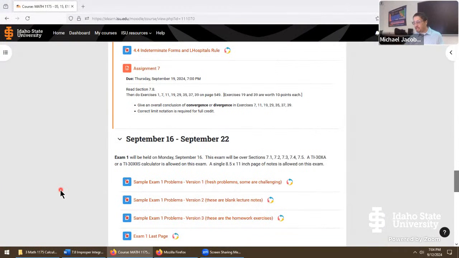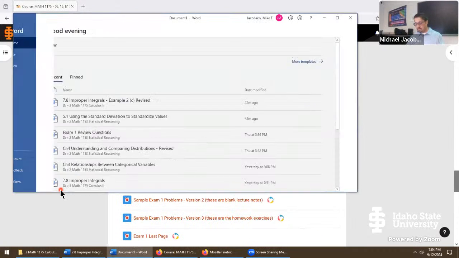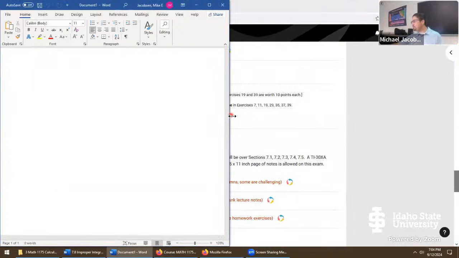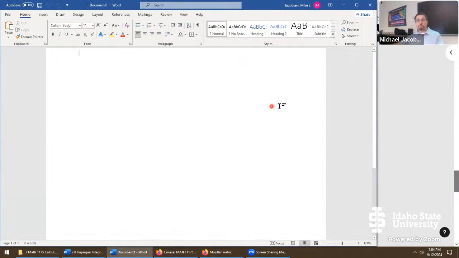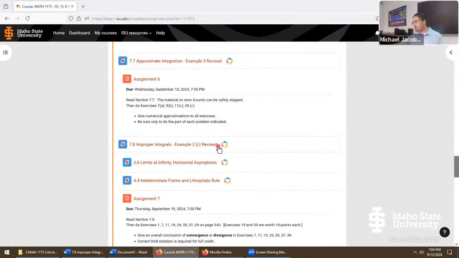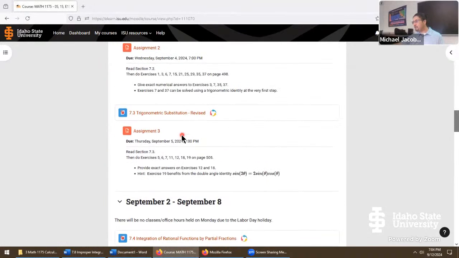Let me open up a new document. I would say my best advice for the trigonometric sub, you said 7.2 trigonometric subs? Oh, 7.3. The way I would view that one is definitely grab this table right here.